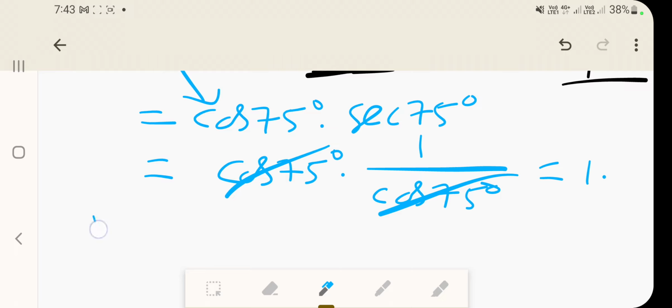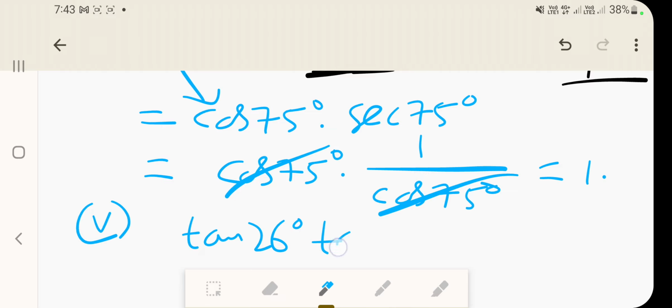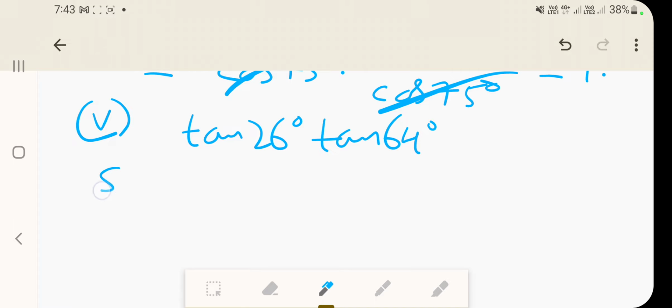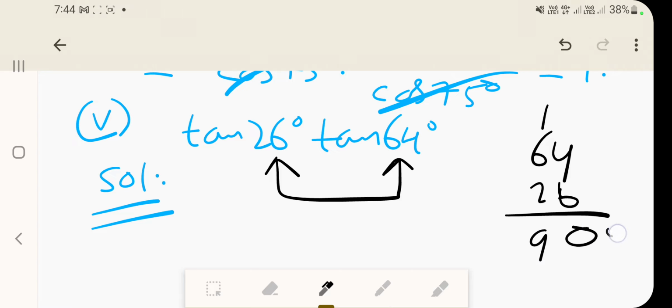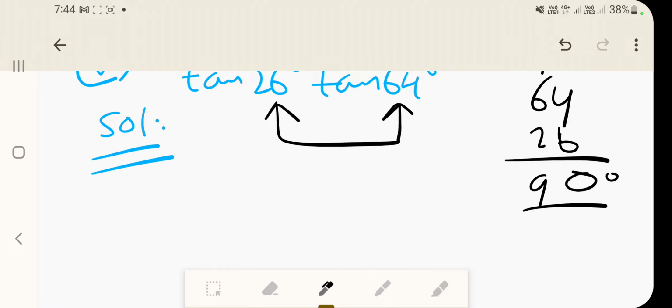Okay. Next we have another problem, that is tan 26 degrees into tan 64. Just pause the video and try to solve this, for 3-4 minutes. Okay, here we have 26 plus 64, we get it as 90 degrees.